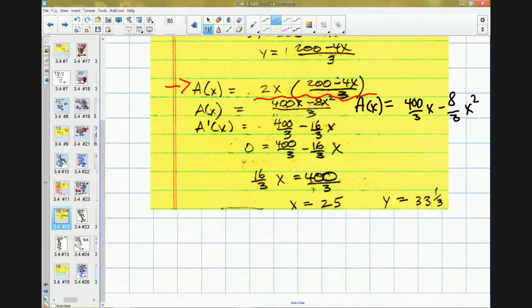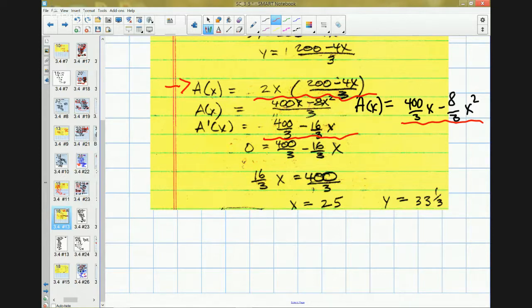If we have 2 terms divided by 3, you can also go backwards and write each term over 3. So that's what I did over here. So 400x over 3 minus 8x squared over 3, that is, 400 thirds x minus 8 thirds x squared. Okay, from here on in, it's not bad at all, because now we can find the derivative.